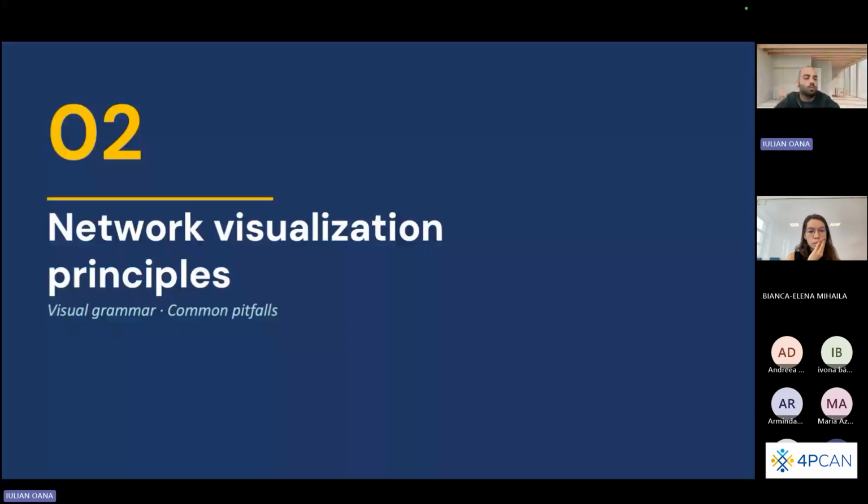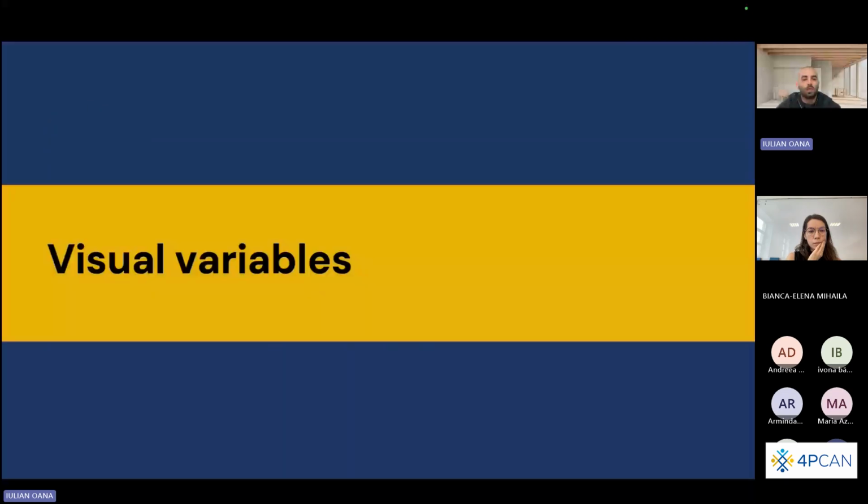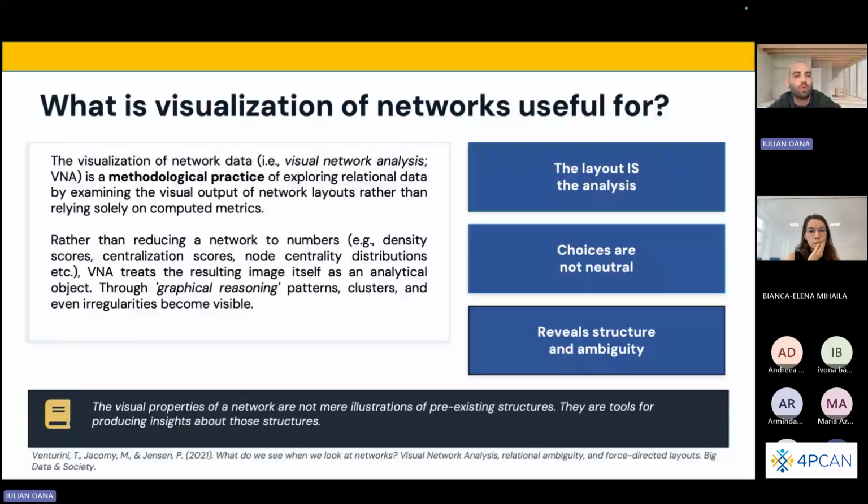Now, after this short review, let's go on to some network visualization principles. And here we're going to talk about the visual grammar and common pitfalls. So when it comes to visualizing networks, what we're dealing with is what are called visual variables. And I will start with this question. So first of all, what are visualizations of networks useful for?